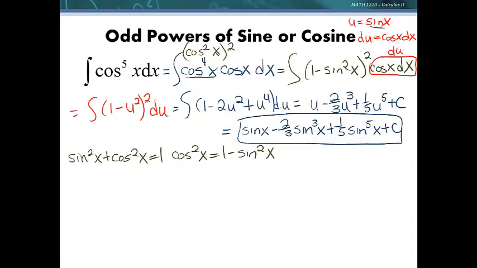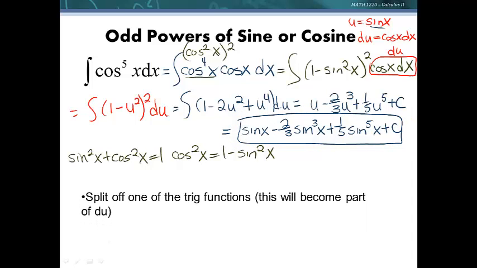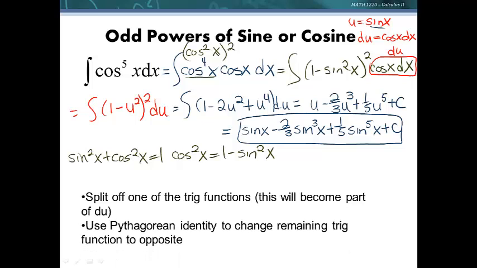So now let's summarize what we did. First, we split off one of the trig functions, and this ended up becoming part of my du when I did u substitution. Then we used the Pythagorean identity to change the remaining trig function to the opposite. What I mean is if we had cosine, we changed it to a function of sine, and if we had sine, we could have done the same thing and changed it to a function of cosine. And then we'll use u substitution, and the function that we split off will become part of the du.